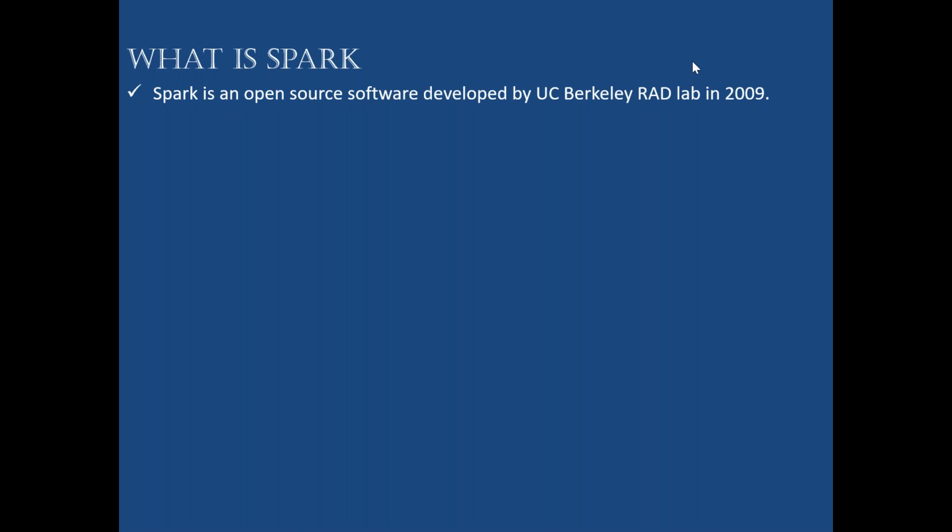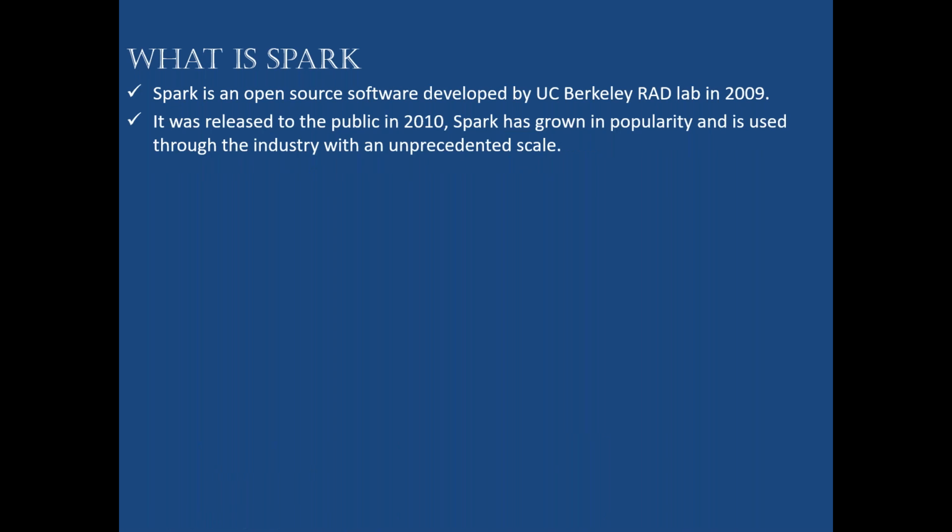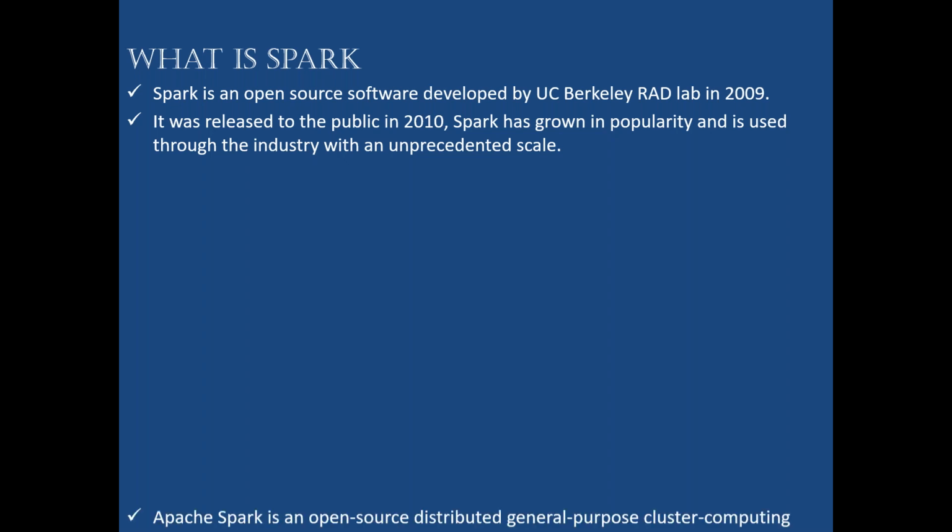So Spark is also one of the open source software, which was developed by UC Berkeley AMP Lab in 2009. Next, it was released to the public in 2010. Spark has grown in popularity and is used throughout the industry at an unprecedented scale, meaning unpredicted popularity Spark has attracted. How has it got that much popularity? Because of the speed at which it executes Spark jobs or data processing, which made the industry adopt Spark very quickly.